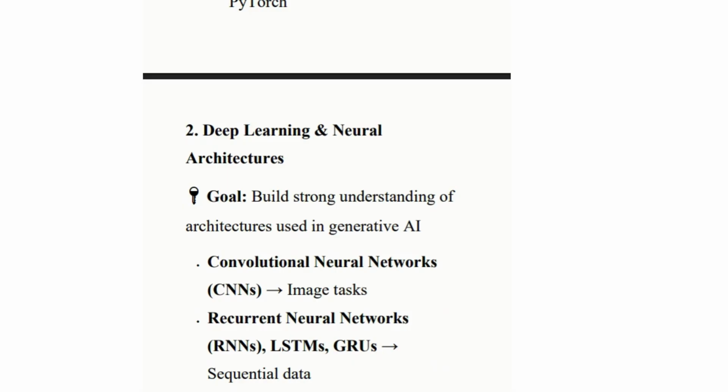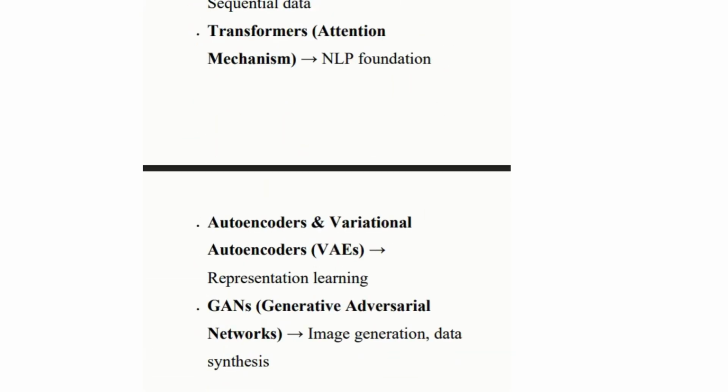Next, strengthen your understanding of neural architectures. Learn convolutional neural networks for image tasks, recurrent networks like LSTMs and GRUs for sequential data, and most importantly, transformers powered by attention mechanisms, the foundation of modern AI. Explore autoencoders and GANs for generating images and learning latent features.